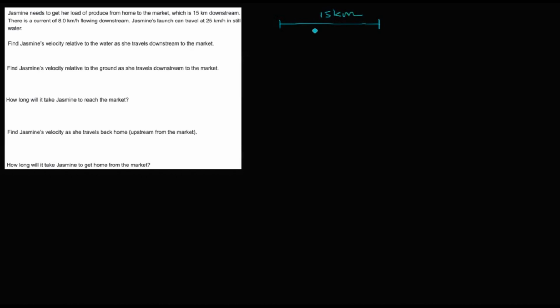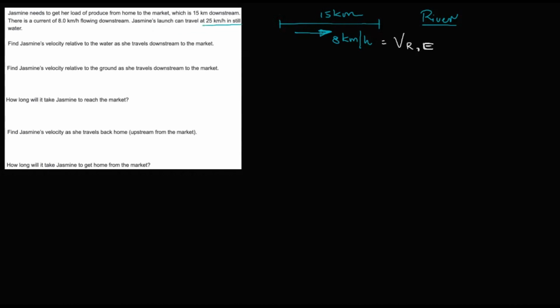There is a current of 8 kilometers per hour flowing downstream. So that means the river is flowing at a speed of 8 kilometers per hour. So we have one object, which is the river, right? We can call this 8 kilometers per hour the velocity of the river, right? And this is not mentioned with respect to what, so you should understand that this is with respect to the Earth, right? Jasmine's launch can travel at 25 kilometers per hour in still water.